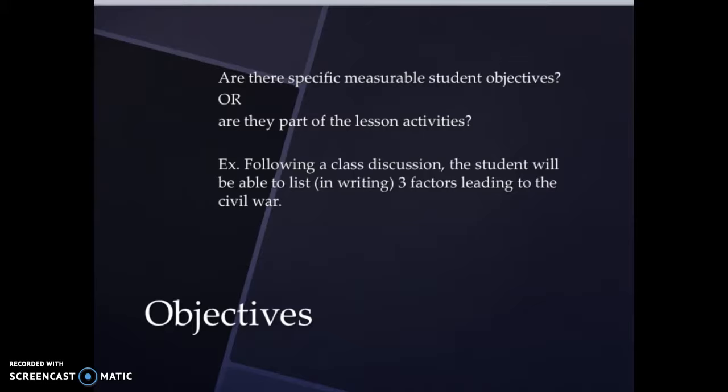So for example, rather than saying the students will be able to discuss 3 factors leading to the Civil War, I would say following a class discussion, the students will be able to list in writing 3 factors leading to the Civil War. The difference there is that in example 1, the students will be able to discuss. The assessment needs to be a discussion. In this example that I have provided, the assessment needs to be the students listing in writing 3 factors.